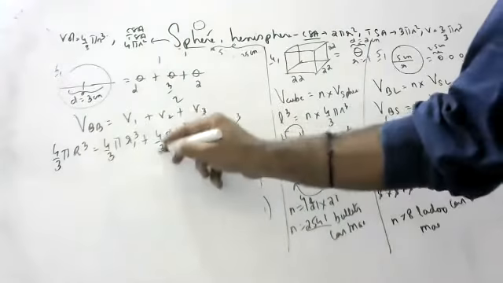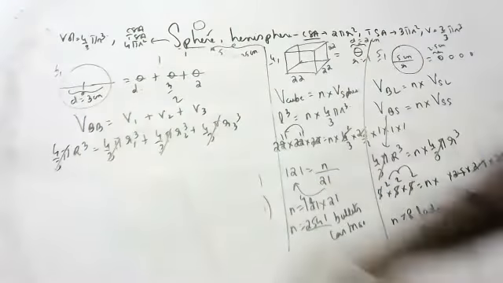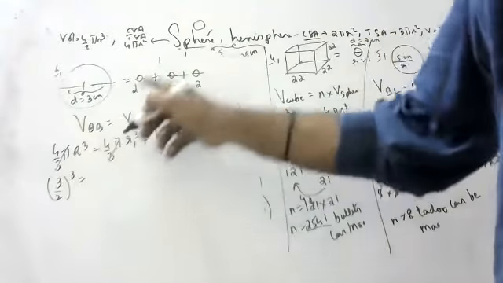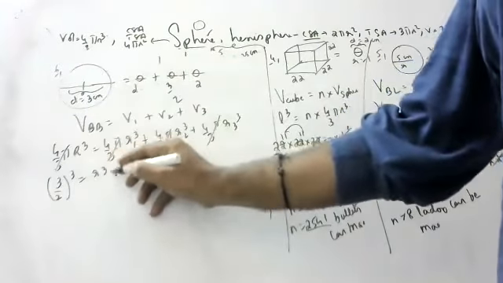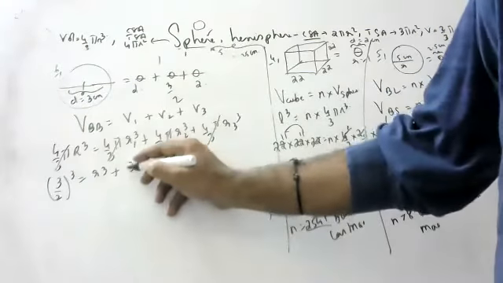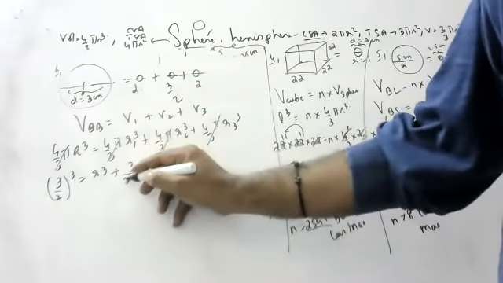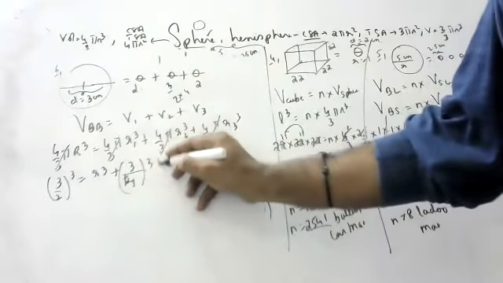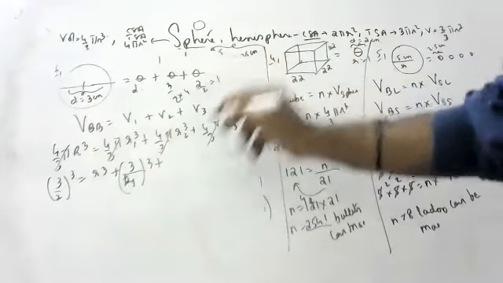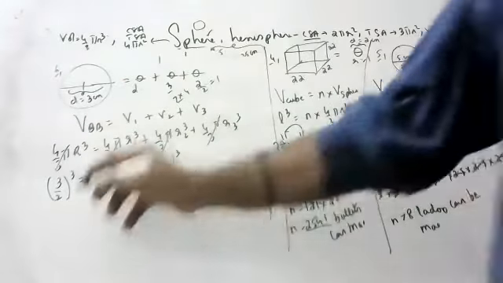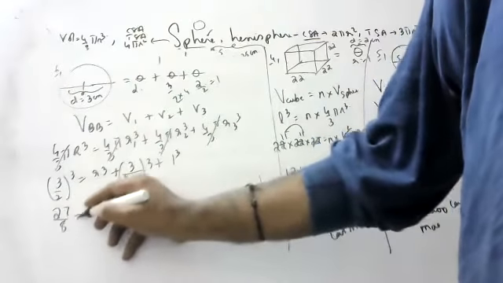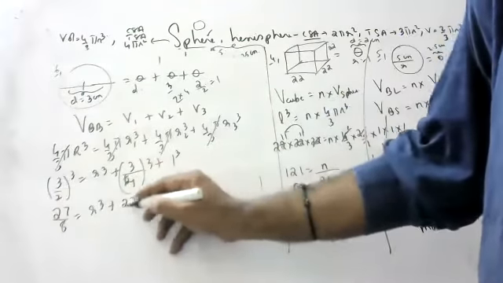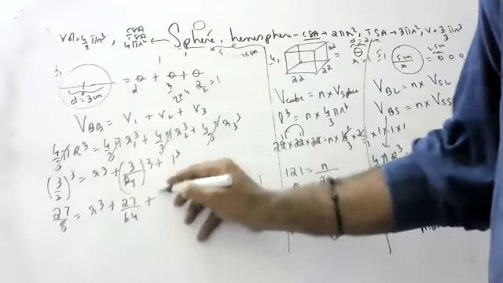So 4 by 3 pi, 4 by 3 pi, 4 by 3 pi, 4 by 3 pi cancel. Now what is the radius here? Radius is 1.5 centimeters, 3 by 2 whole cube. The diameter is 3 by 2, so the radius is 3 by 4, 3 by 4 whole cube. Plus, what is the radius here? 2 by 2, that is 1, 1 cube. 1 cube is 1. How much is that? 27 by 8. And here 27 by 64 plus 1.